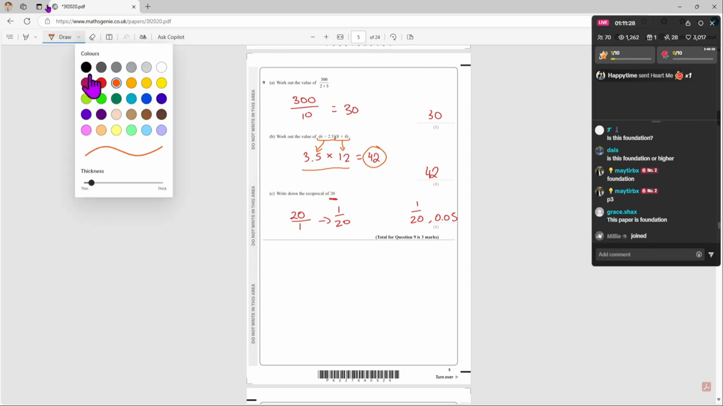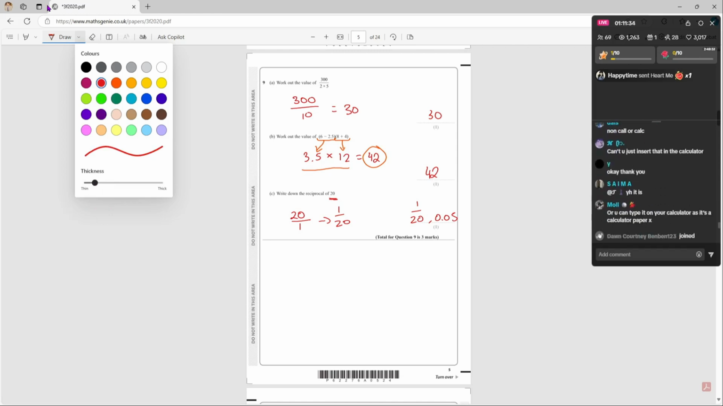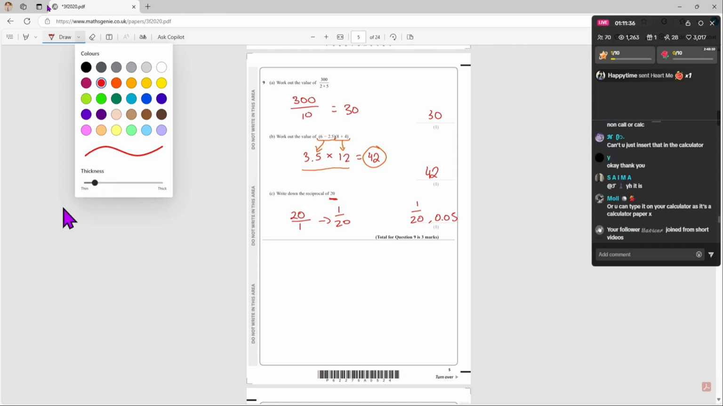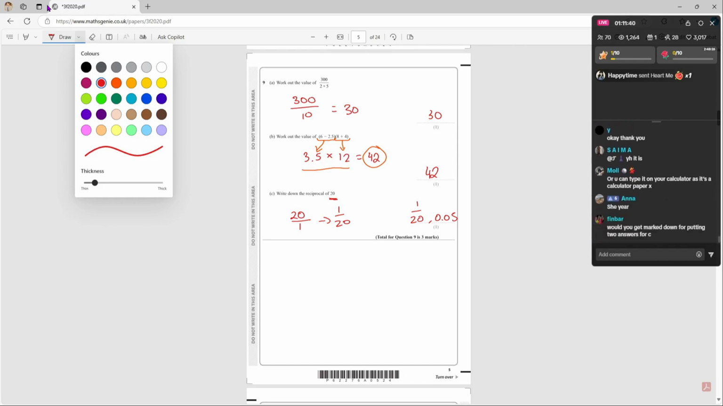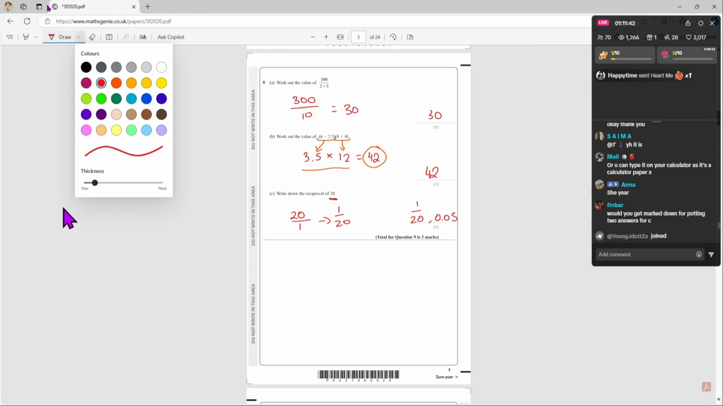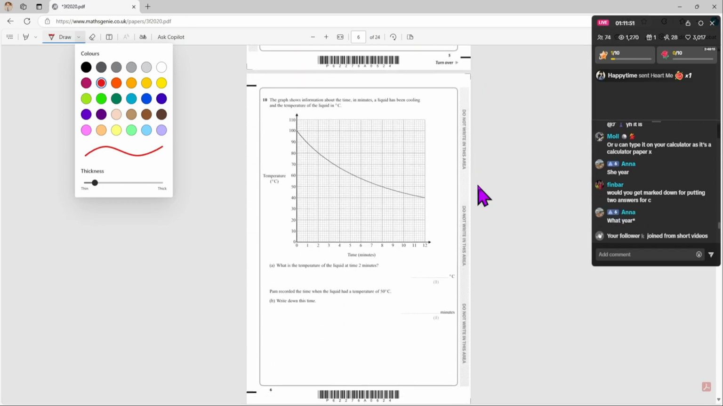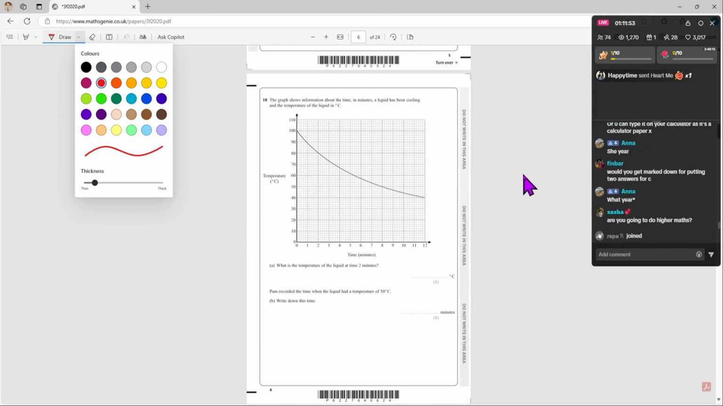This is paper-free foundation, guys. This is calculator, so you can basically put this into your calculator. Yes, it's a calculator paper, guys, so you can just type this into your calculator. So, let's move to question number 10. This is the year 2020.